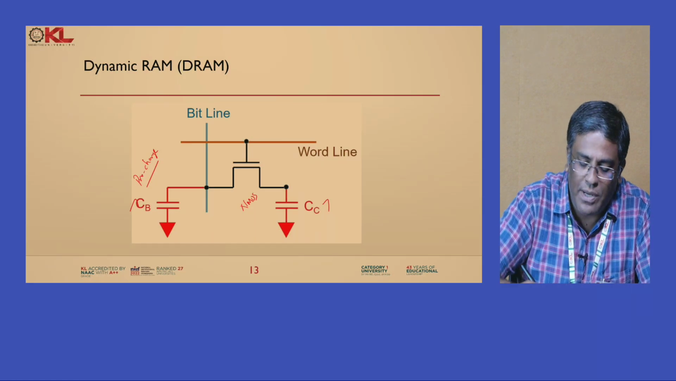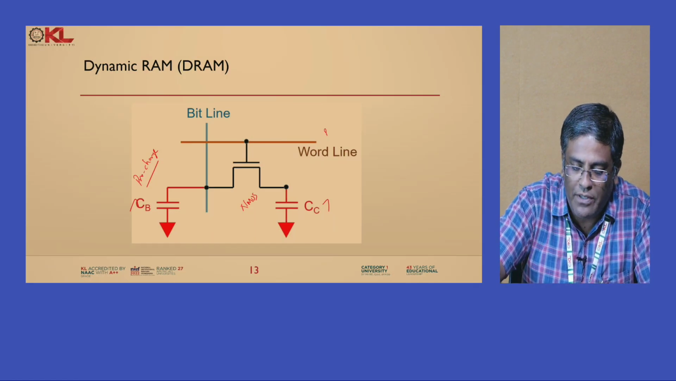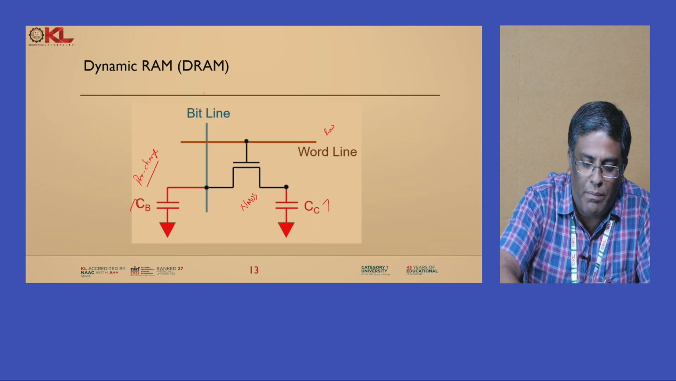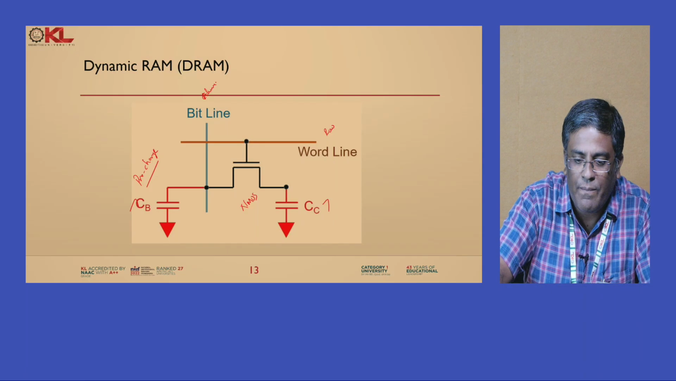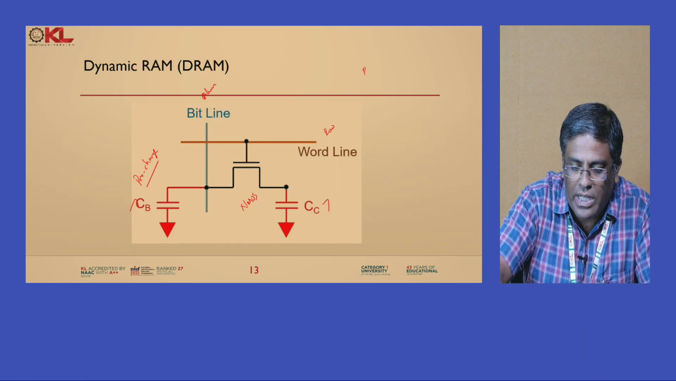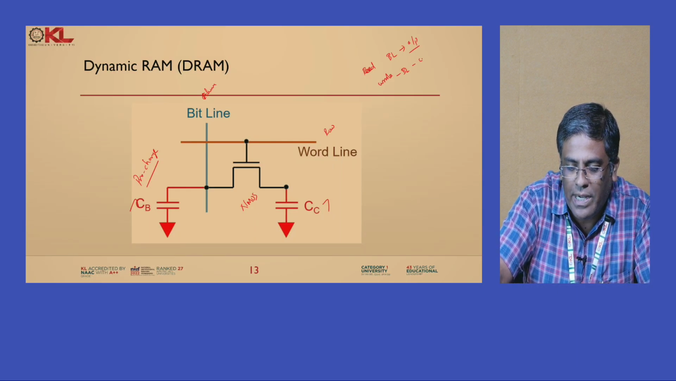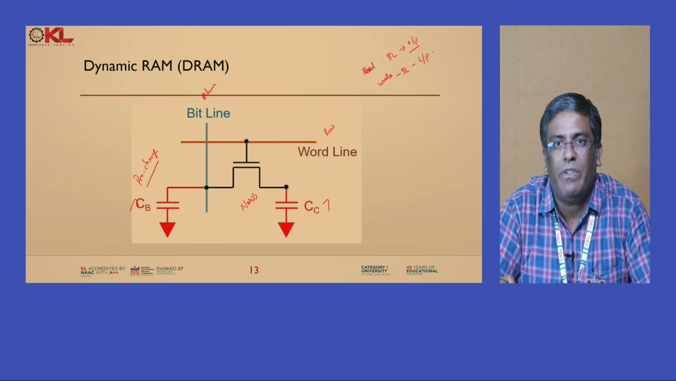And like your SRAM, here also the word line is activated for row access, and the bit line acts as column access. When you do the read operation, the bit line acts as an output, and when you go to the write operation, the bit line acts as an input device, like your SRAM, right.